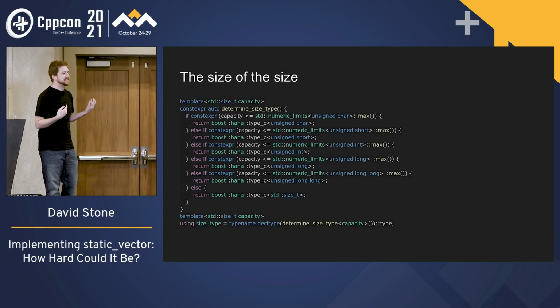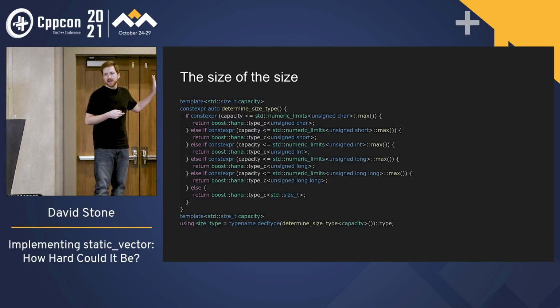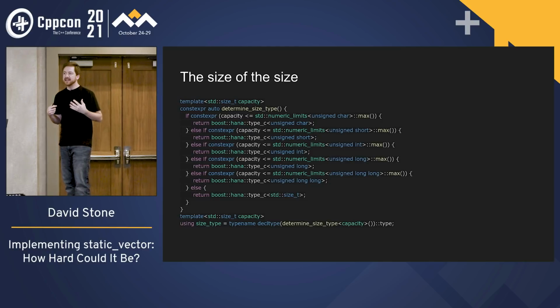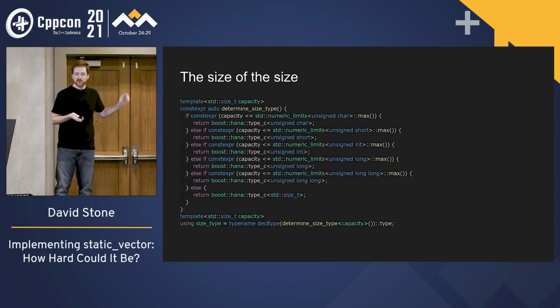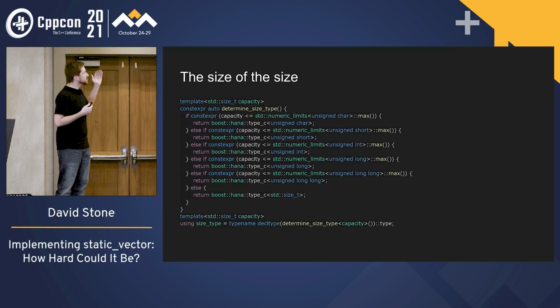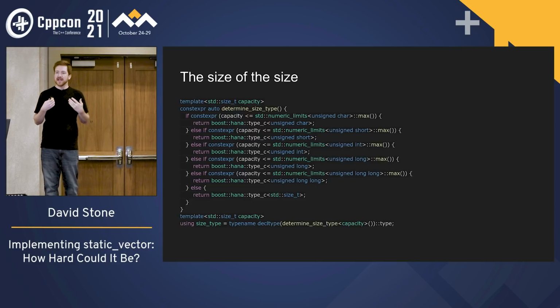So we need to look at what's the size of the size. So this is a little bit of metaprogramming. Most of this presentation is going to be pretty light on metaprogramming and more focused on data layout and things like that. So I wanted to get this kind of out of the way at the beginning. But I think it's pretty straightforward. It uses Boost HANA to be able to use a sort of value-like syntax.